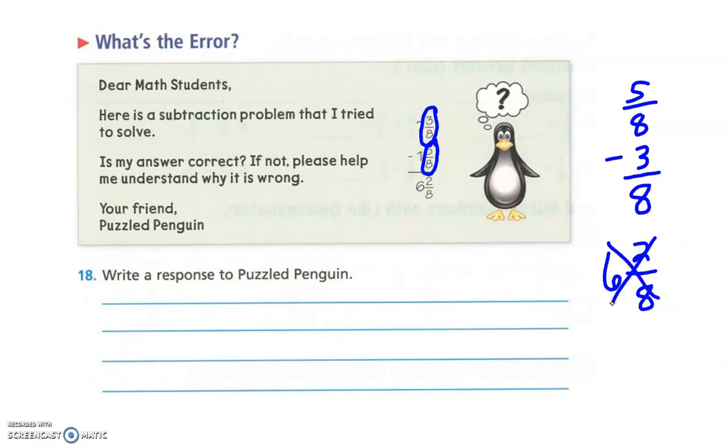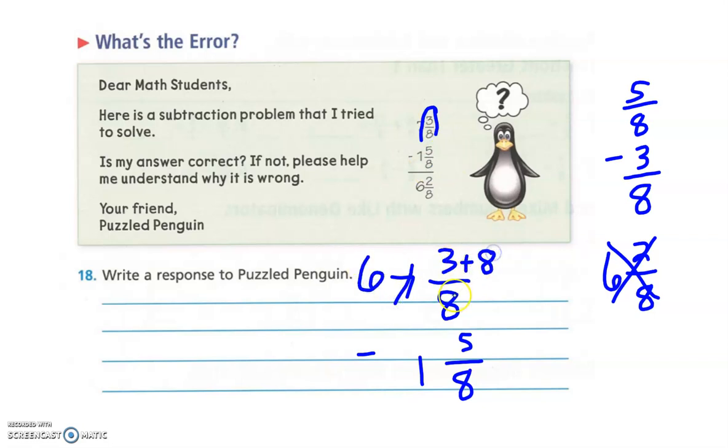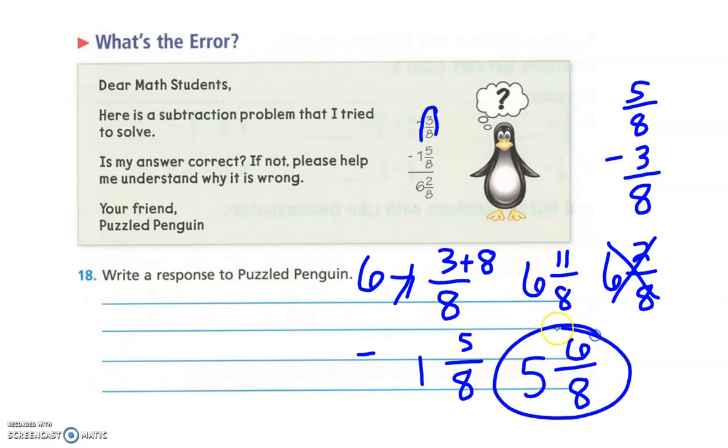In order to solve this problem, you actually have to borrow from your 7. 5/8. Is that right? Was that a 5 or was that a 6? That was a 5. Okay, good. So this will become a 6, and then I'm going to add 8/8 to this problem to make this 6 and 11/8 minus this 1 5/8. So then 11 minus 5 is 6. Your 8 stays the same, and then 6 minus 1 is 5. So 5 6/8 would be the correct answer there, puzzled penguin.